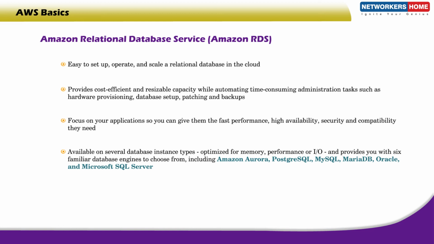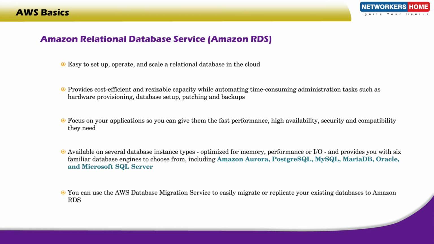Amazon RDS is available on several database instance types, optimized for memory, performance, or I/O, and provides you with 6 familiar database engines to choose from, including Amazon Aurora, PostgreSQL, MySQL, MariaDB, Oracle, and Microsoft SQL Server. You can use the AWS Database Migration Service to easily migrate or replicate your existing databases to Amazon RDS.